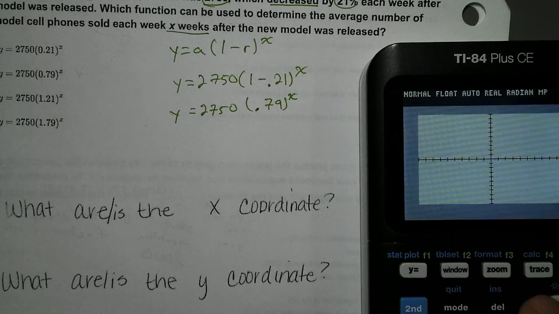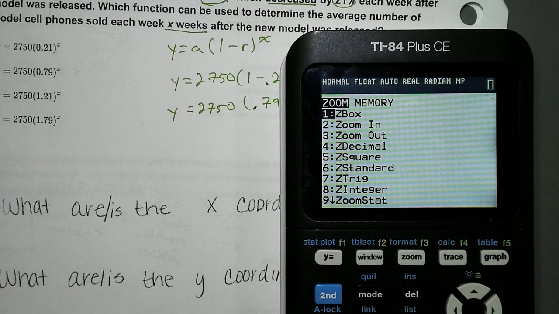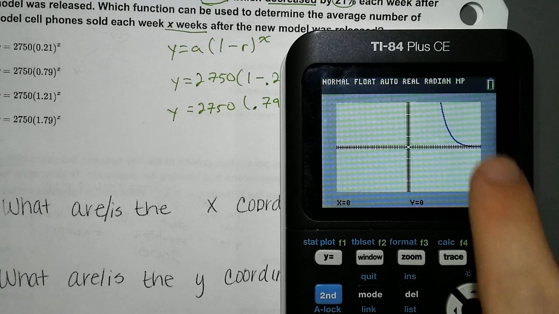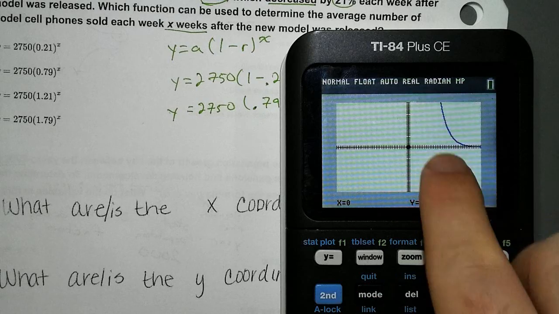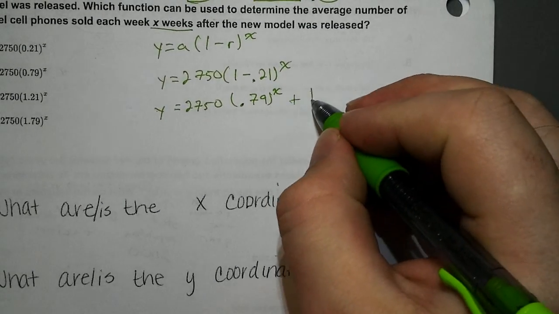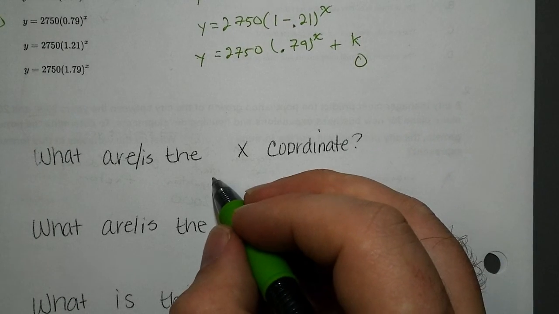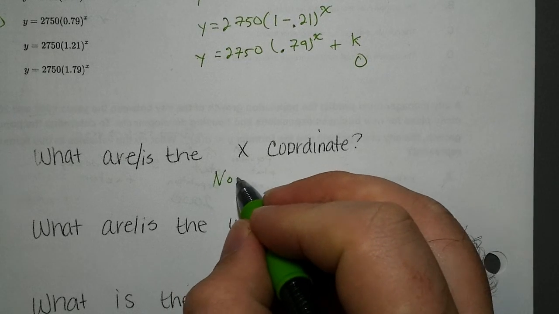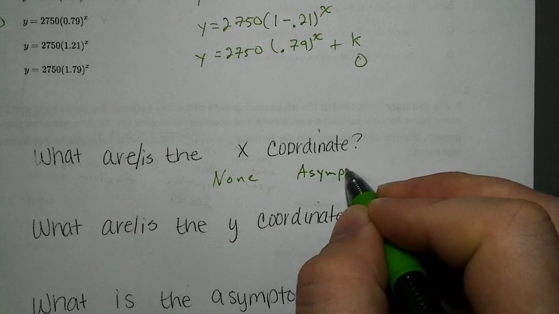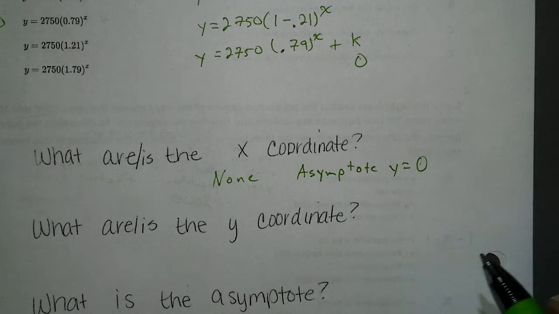So this is our graph, and we are not zoomed out enough to see it. So let's zoom out once. There we go. And you can see it's approaching 0, but it's not touching 0. It's the asymptote, which is going to be the plus k, but this k value is 0. So when does it hit the x-axis? Does not. Because the asymptote is at y equals 0. So it's never going to hit the x-axis.